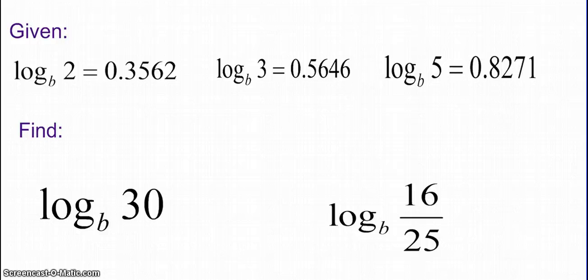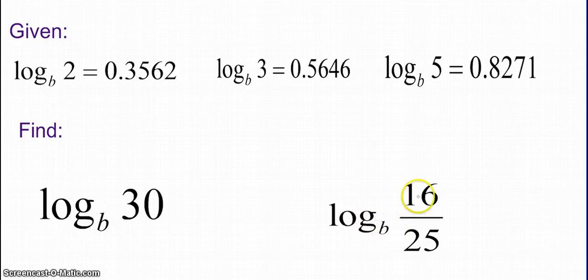Okay, so now I want you to do something similar, but we're going to do it with some generic log base b. So if you know log base b of 2 is 0.3562, log base b of 3 is 0.5646, and log base b of 5 is 0.8271, I want you to figure out what is the log base b of 30. I'll give you a hint. You're trying to split 30 up into factors of 2, 3, or 5. So pause the video, unpause when you're ready to check your work.